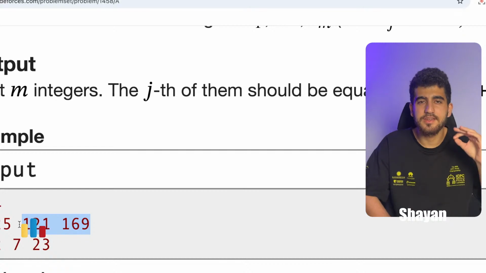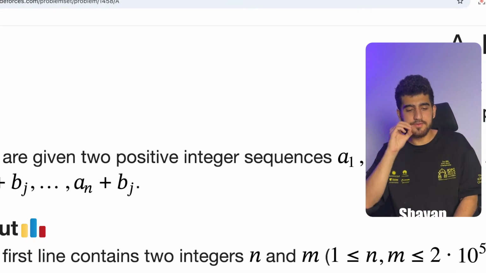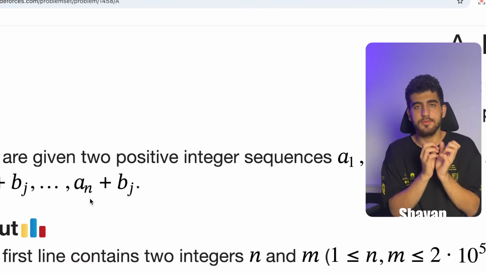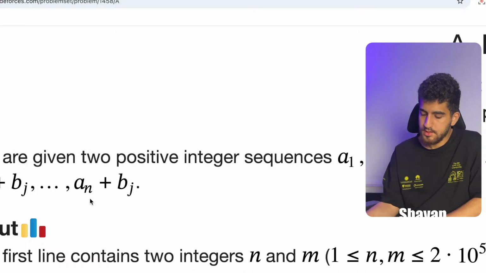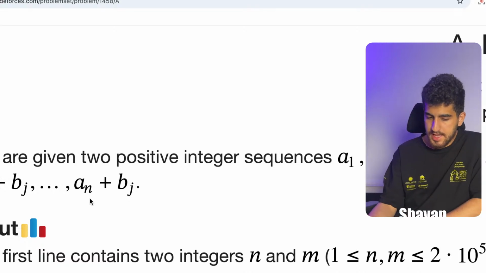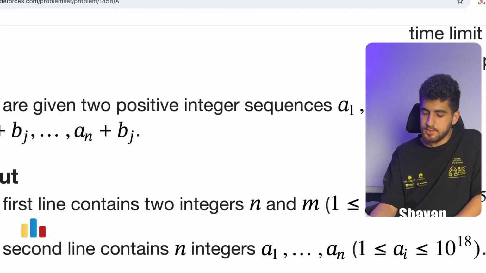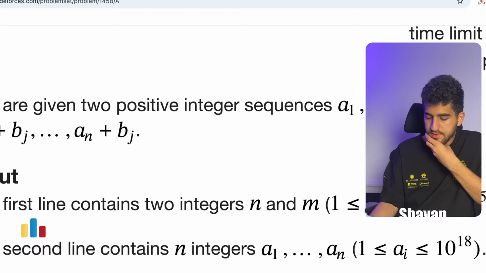So each time you take one of the bj's and add that bj to each one of the ai's, and you want to see what is the GCD of all these numbers. What is the greatest common divisor of all these numbers. And let me write the limits in here as well. N and M are up to 2 times 10 to the 5th. ai's are up to 10 to the 18th, and bj's are up to 10 to the 18th as well.